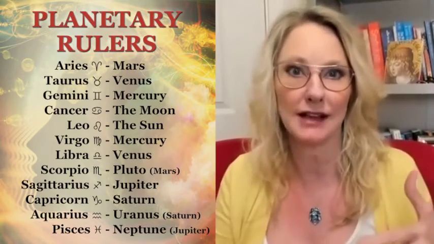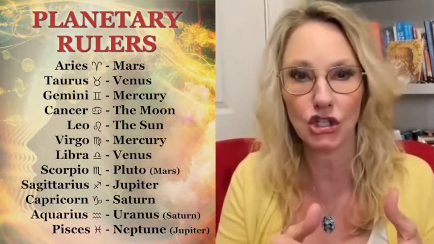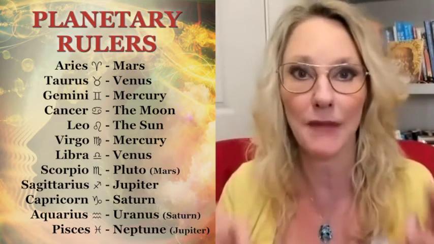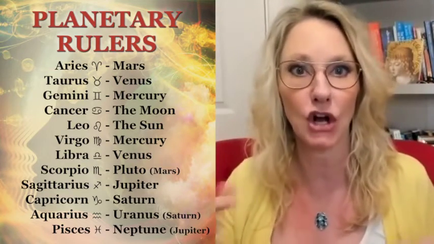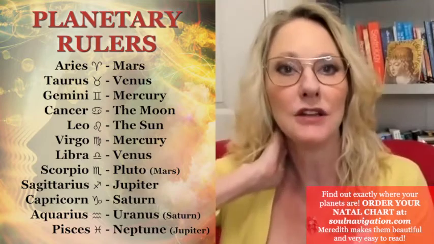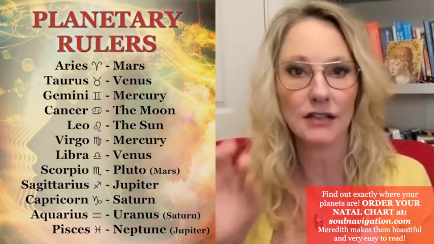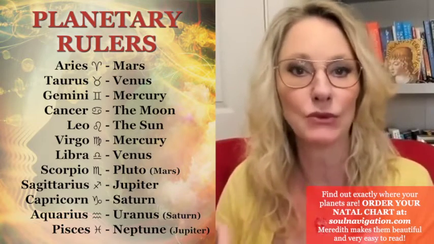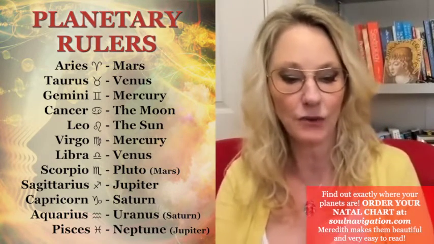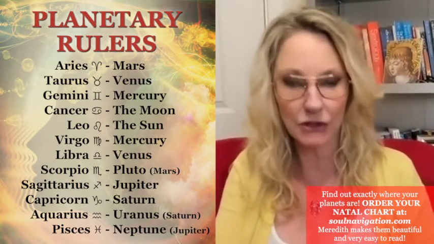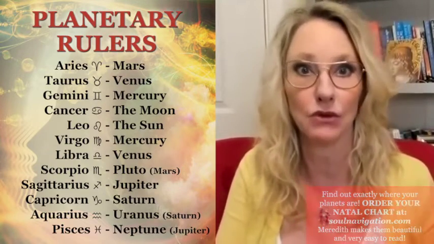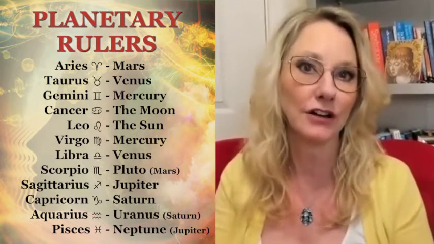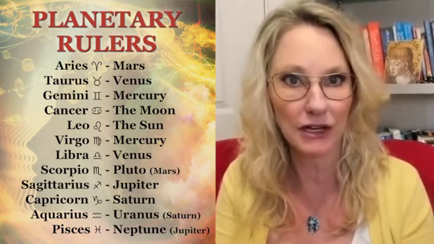Every planet rules a sign. So right now, what I need you to do is either screenshot this or write it down and memorize this. And I want you to think about your own chart, okay? We know that Aries is ruled by the planet Mars. Taurus is ruled by planet Venus. Gemini is ruled by Mercury and Cancer is ruled by the moon. Leo is ruled by the sun and Virgo is also ruled by Mercury.